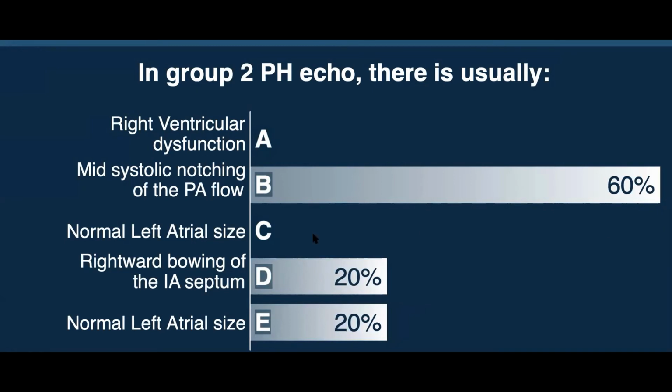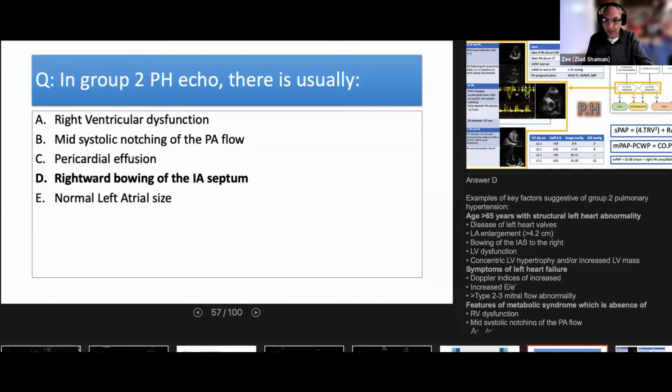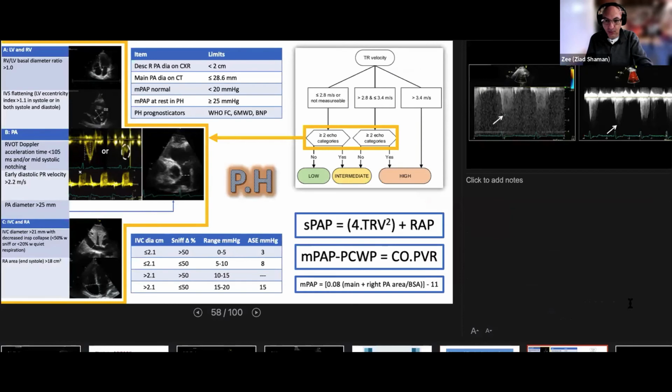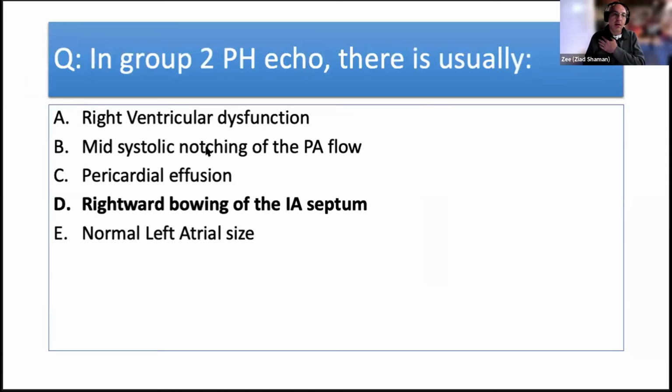Okay, great. So remember, the mid-systolic notch is uncommon in pulmonary hypertension that is secondary to cardiac disease. So let's go back over these one by one. In group 2 pulmonary hypertension, the right answer that I chose is rightward bowing of the interatrial septum, which a few of you chose.